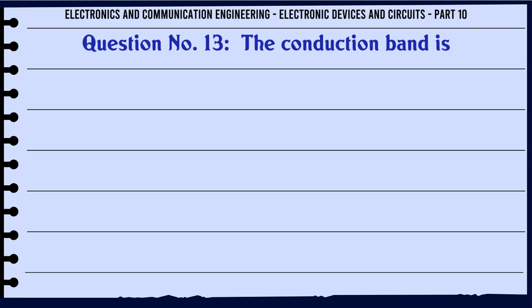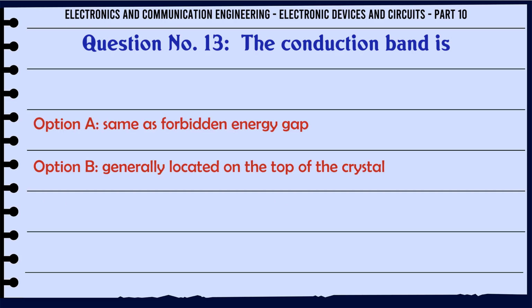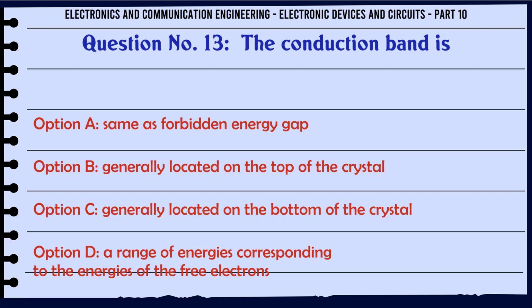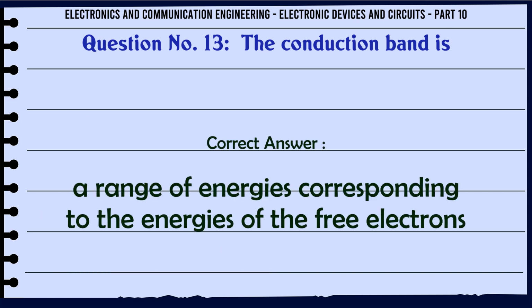The conduction band is A. same as forbidden energy gap, B. generally located on the top of the crystal, C. generally located on the bottom of the crystal, D. a range of energies corresponding to the energies of the free electrons. The correct answer is a range of energies corresponding to the energies of the free electrons.